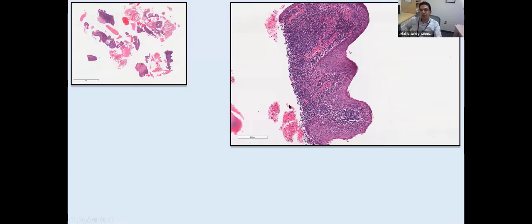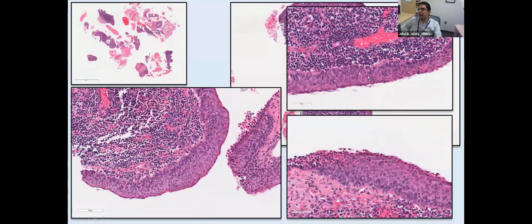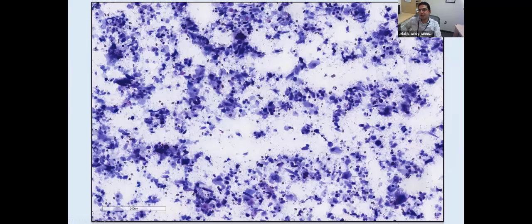So certainly some worrisome features, but on higher power, you can see that there's some increased mitotic activity and maybe some apoptotic debris in the lining of the cyst. So certainly on higher power, it's definitely concerning for something worrisome such as a malignancy, but it's not screaming malignant. But let's see what the cytology shows in this case.